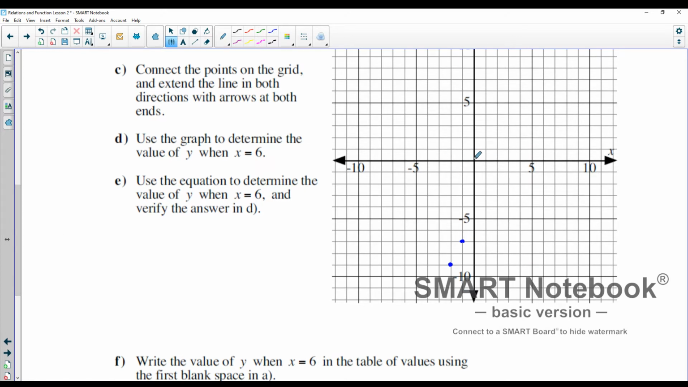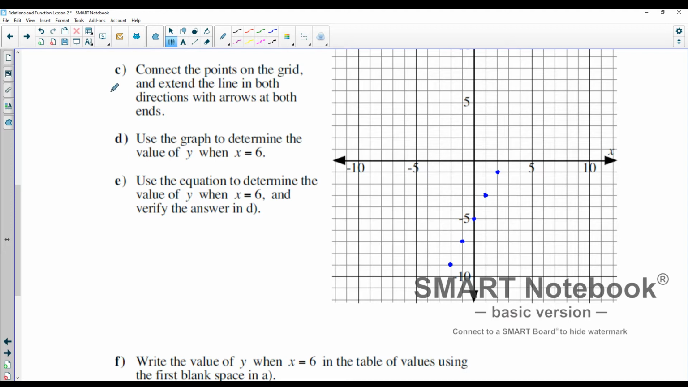Then we have 0 and -5. So start at the origin, go down to -5, which would be right here. And then we have 1 and -3. So go 1 right and then 3 down, located at this position. And then we have 2 and -1. So we go 2 to the right and then 1 down, located right here.